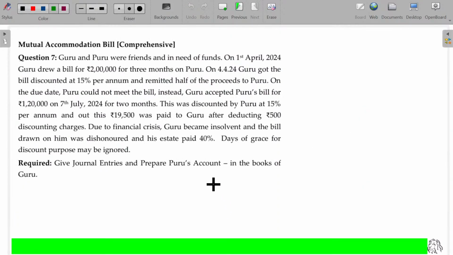I request you to solve question number 7 yourself. Take your own time, try to get the answer, try to understand all the concepts well ahead, and then try to solve question number 7 yourself.